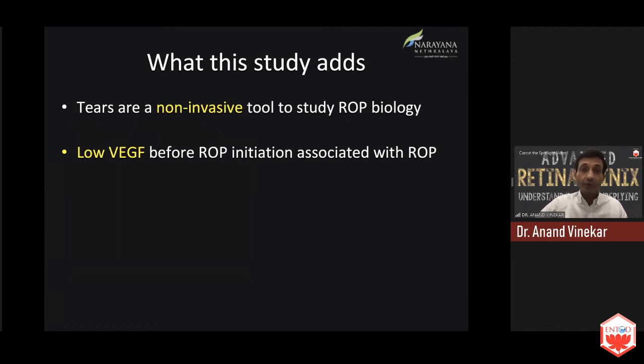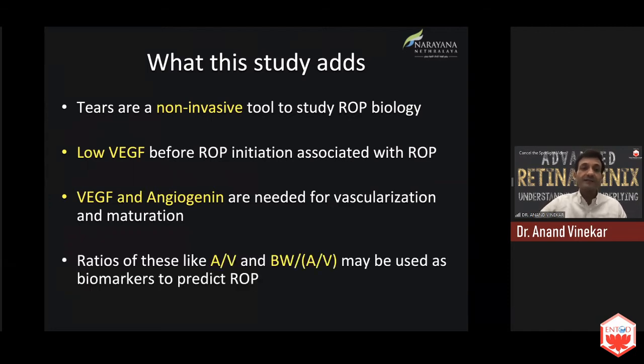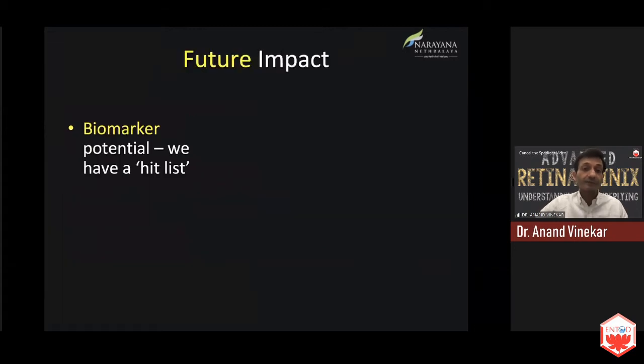Low VEGF before ROP initiation was actually associated with the disease, coming strongly with the fact that VEGF is required for normal vascularization. Again, angiogenin, which we don't blame so much as VEGF because of the whole pharmacotherapy, is also probably responsible for it. And ratios like A by V or birth weight by A by V can possibly be used as biomarkers.